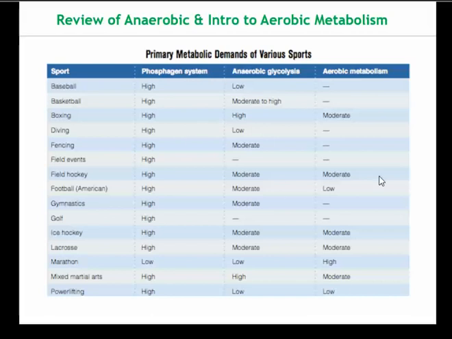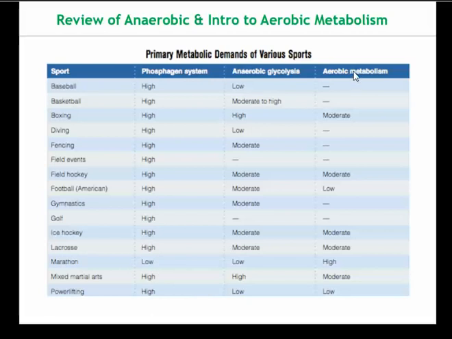And so I have this chart here that shows the use of the phosphagen system, which we learned about in Chapter 2, and then glycolysis, also in Chapter 2, and then aerobic metabolism, which we'll learn about here. But this just shows you all the different sports and which ones rely the most on which system. So if you look over here, we see most anaerobic sports like baseball, basketball, boxing. You can go all the way down and you see that most of these are going to be high until you hit marathon, which is low.